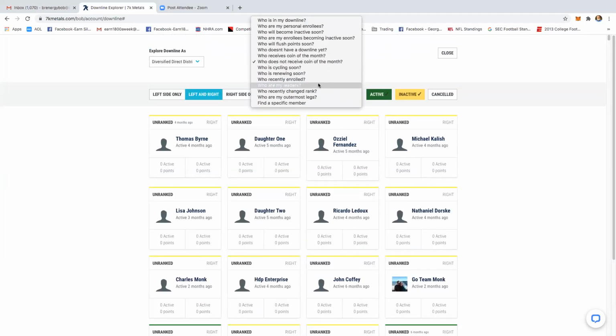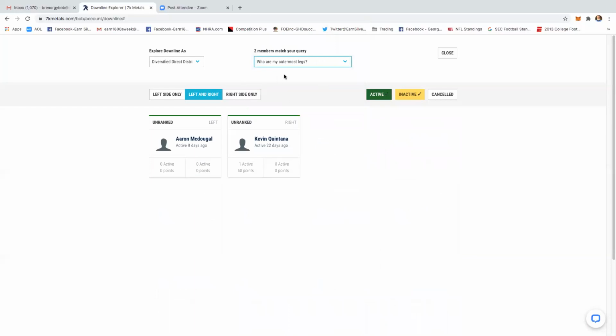Next thing, here's a very, very important thing. If you're trying to find out where you're going to place somebody on your left and right, you want to get them under a specific person under a certain team. You can go through each person and look through that organization. But if you actually want to know where they're going to be placed and who they're going to be placed under, at any person, like I'm here at the top, my far, far left bottom, the last person down there is Aaron McDougall. And then on my far, far right is Kevin Quintana.